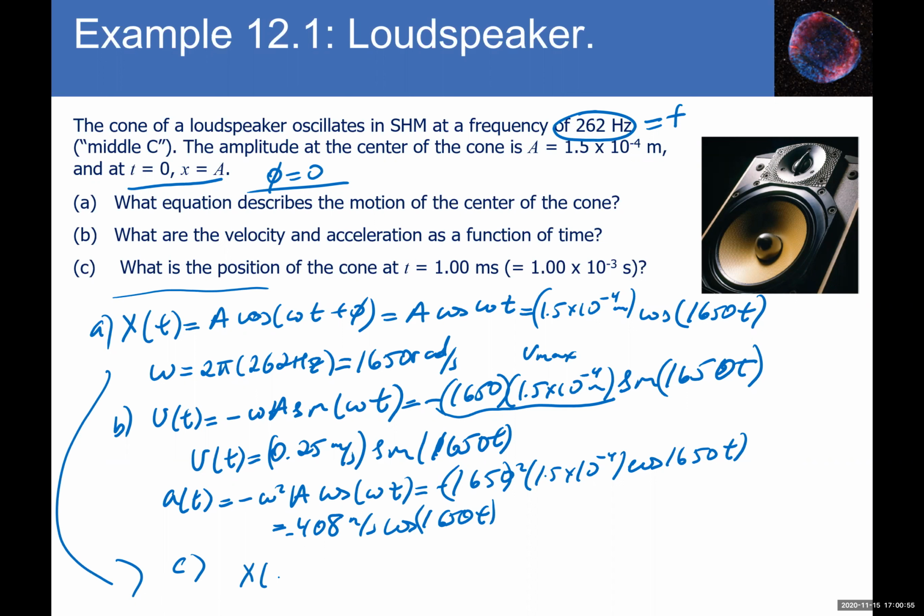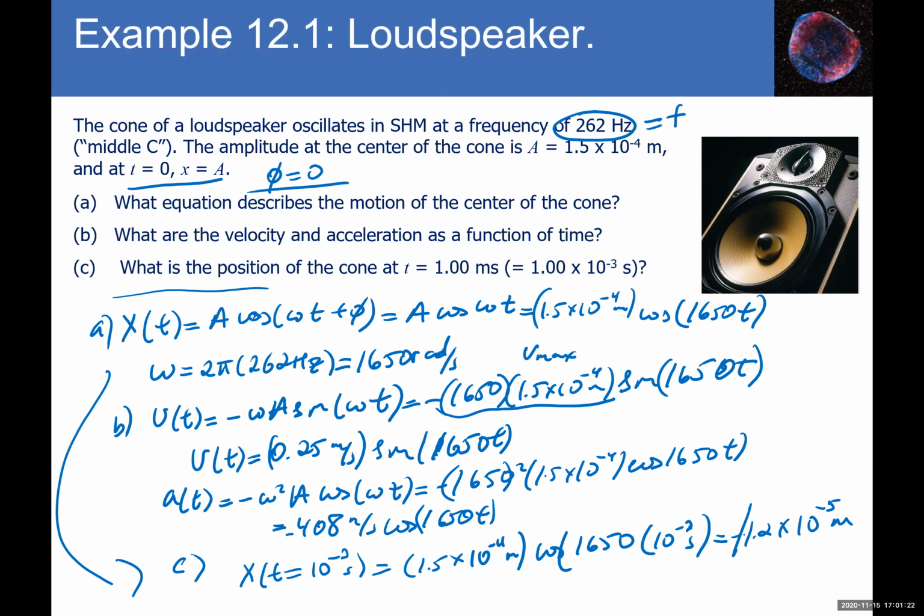So I can say x when time is equal to 10 to the negative 3 seconds is equal to 1.5 times 10 to the negative 4 meters, times cosine of 1650 times 10 to the negative 3 seconds. And I calculate, and I'm going to get negative 1.2 times 10 to the negative 5 meters. That means that is the position of the cone at 1 millisecond, 1 times 10 to the negative 3, or just 10 to the negative 3. All right.